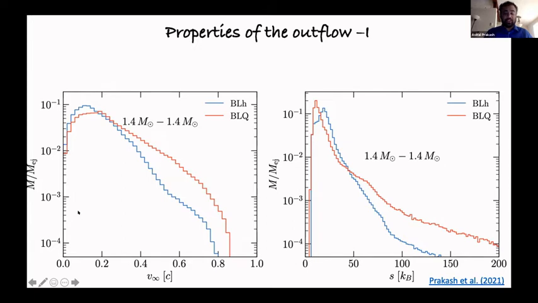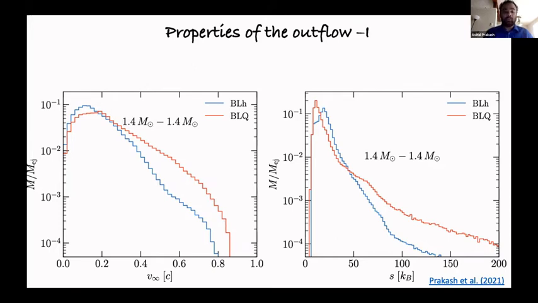So here I show you the ejecta mass histogram distribution with respect to asymptotic velocity and entropy. And it can be seen here that the bulk of the ejecta in these neutron star mergers is subrelativistic. It does not go beyond velocities of 0.3 c. However, there is a very minute fraction, about 10 to the minus 4 solar masses, that goes on to highly relativistic speeds, and even more so with the quark equation of state.